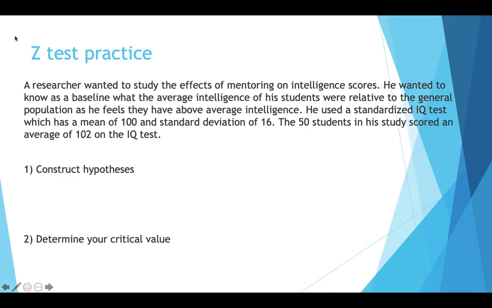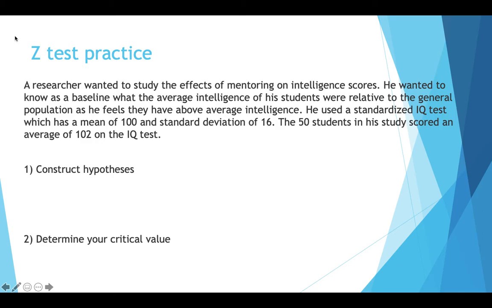A researcher wanted to study the effects of mentoring on intelligence scores. He wanted to know as a baseline what the average intelligence of his students were relative to the general population, as he feels they have above average intelligence. He used a standardized IQ test, which has a mean of 100 and a standard deviation of 16. The 50 students in his study scored an average of 102 on the IQ test.